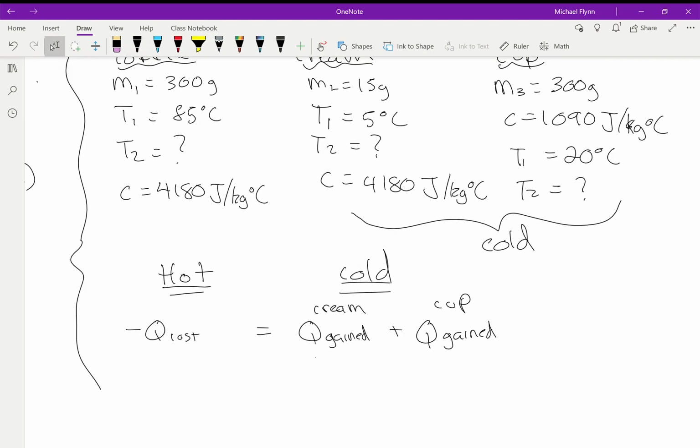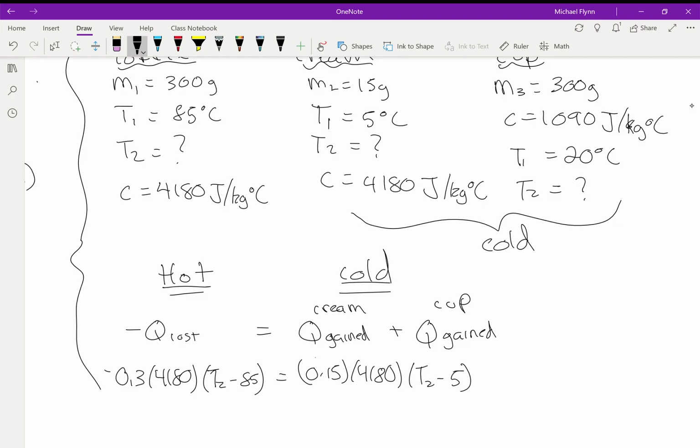I'm going to convert all the masses to kilograms. On the coffee side, 0.3 times 4180 times, I have to put a negative sign, T2 minus 85. That's going to equal 0.15 times 4180 times T2 minus 5, and then plus 0.3 times 1090 times T2 minus 20.